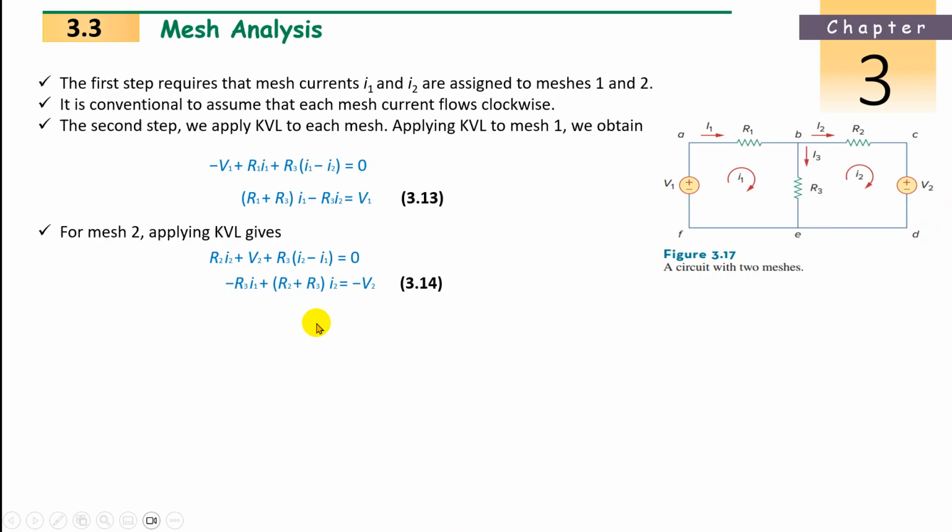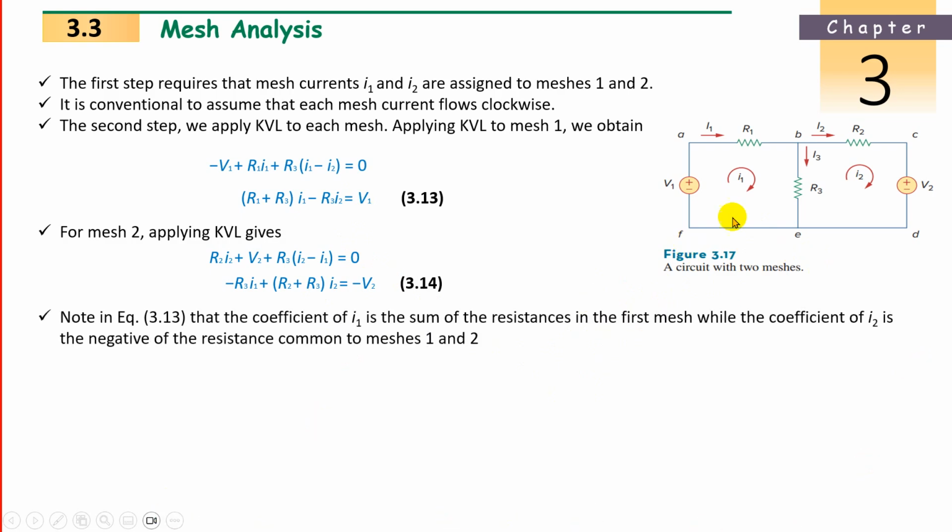When you rearrange the equation in terms of variables and constants: minus R3 I1 plus R2 plus R3 times I2 equals minus V2. So this equation and the earlier equation form the two simultaneous equations. We now have two techniques: the elimination technique and Cramer's rule. I prefer Cramer's rule.